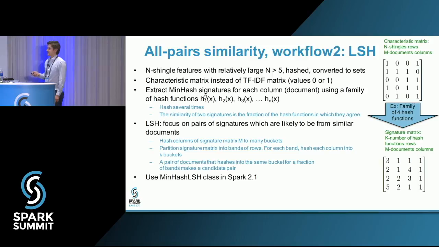Usually in LSH, we split the signature matrix into bands, and we apply hashing band by band into a set of buckets. And then we determine whether 2 documents are likely to be similar depending on how many bands are hashed into the same bucket. In fact, there is a version of the min hash LSH available currently in SparkML starting 2.1.